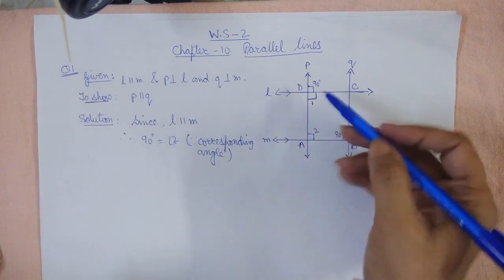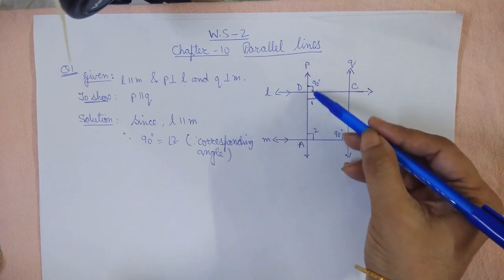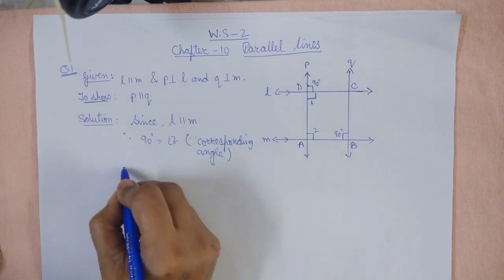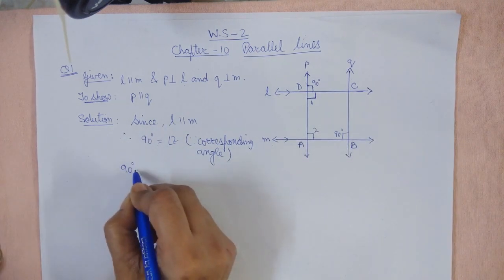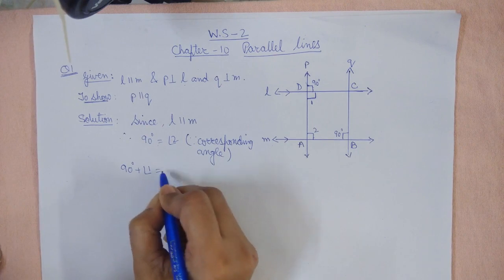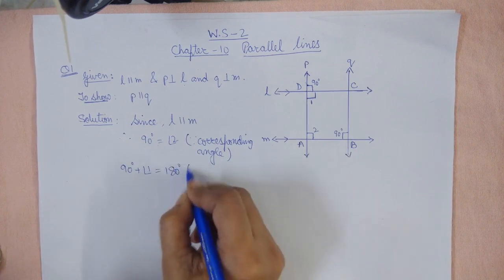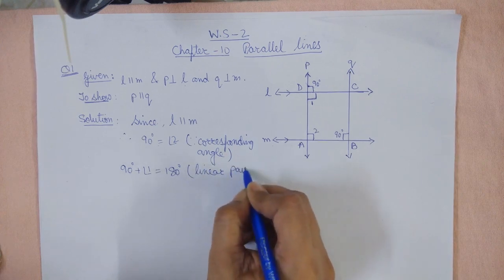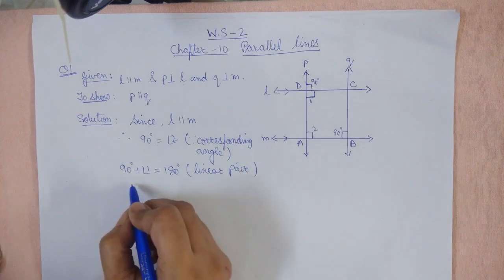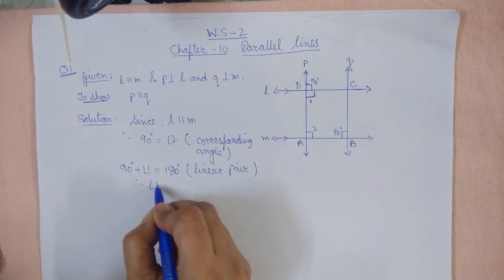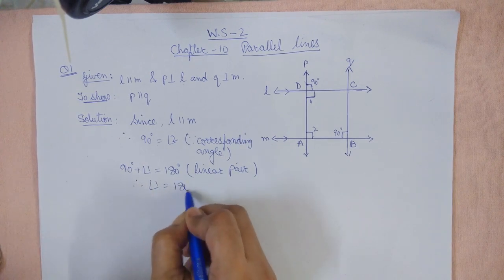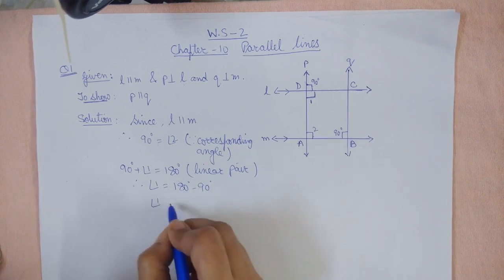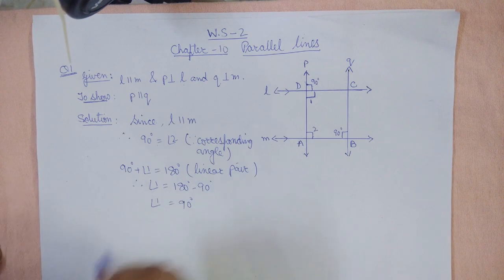Now observe these two. Can you tell me the relation between these two? Yes, these are a linear pair. 90 degree plus angle 1 equals 180 degree. Linear pair, isn't it? So can we find out angle 1 from here? Angle 1 equals 180 degree minus 90 degree. So we will have angle 1 equal to 90 degree.